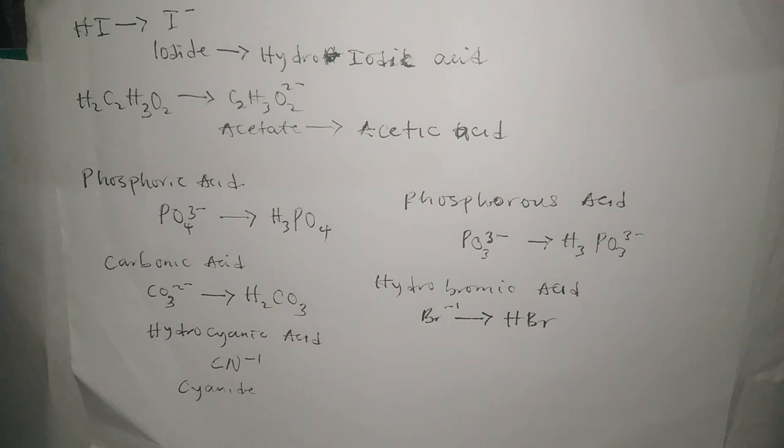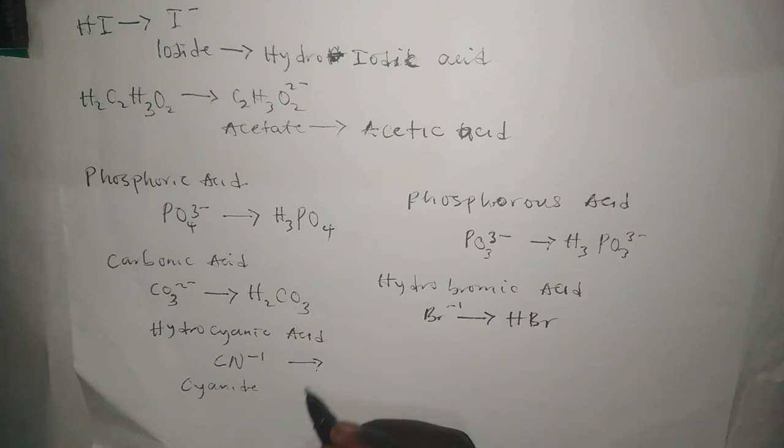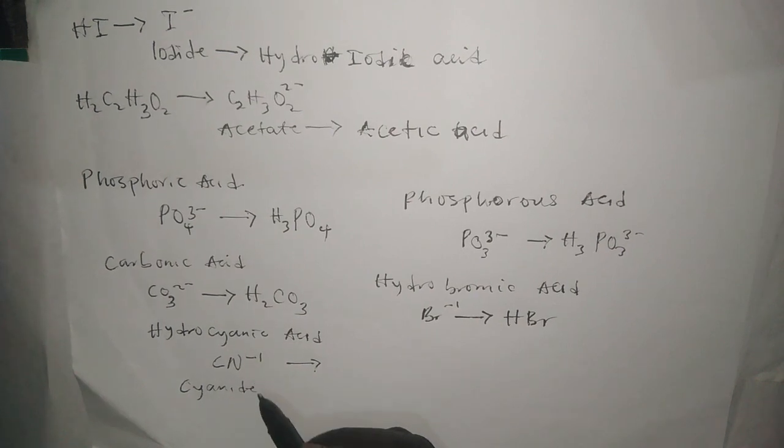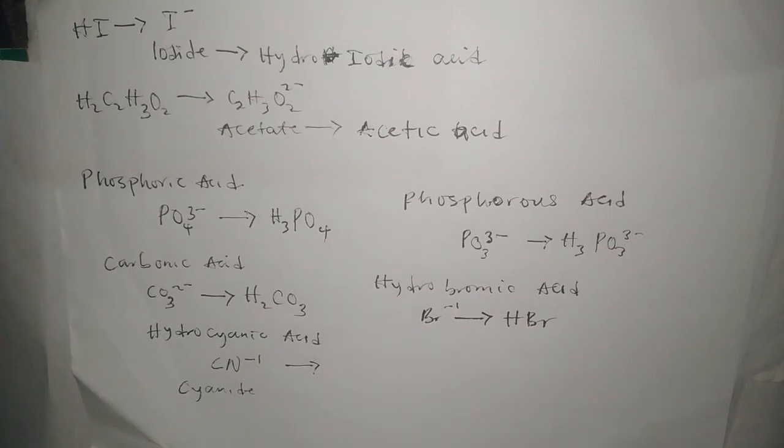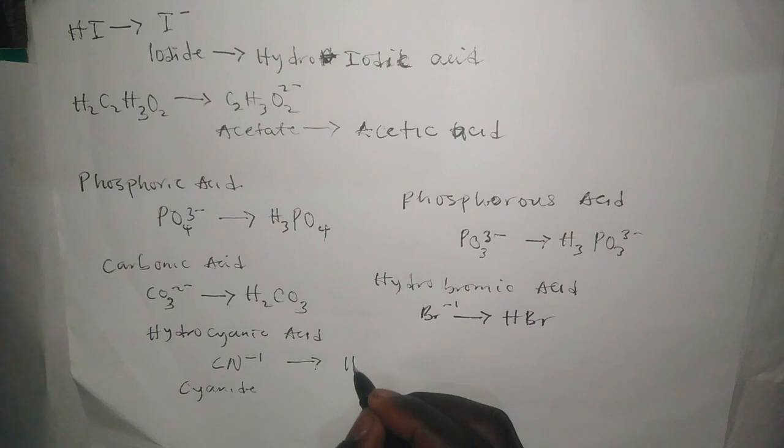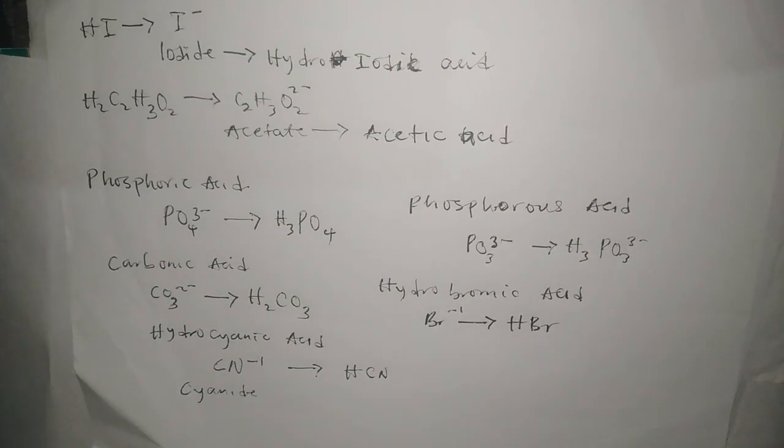Now to write the formula of this particular acid, we add the number of hydrogen that's equivalent to the number of charge to neutralize this particular charge. So we say HCN, which becomes hydrocyanic acid. So this is how to write the formula. And in this case, we have hydro, yet it is not a monoatomic ion.